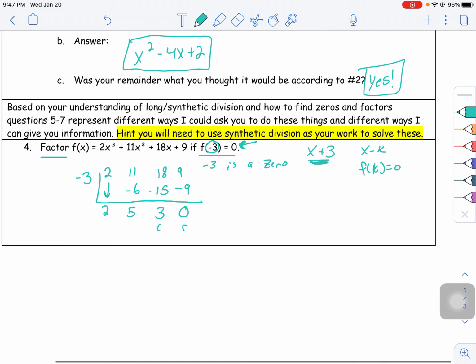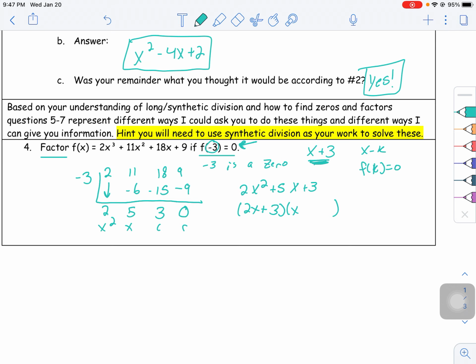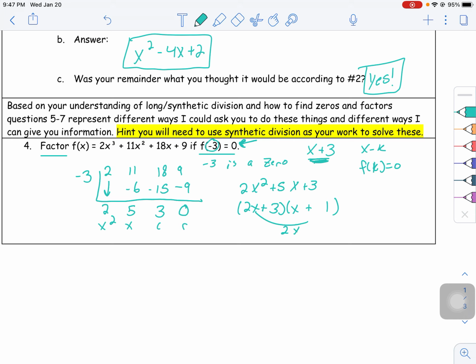We have this new equation that's an x squared function. It's 2x squared plus 5x plus 3. And then this should hopefully be factorable. So we have 2x and x. We have positive 3. So if we go positive 3 here, positive 1 there, that would be 2x. This would be 3x. That would make 5x. Yeah, so those are our other two factors.